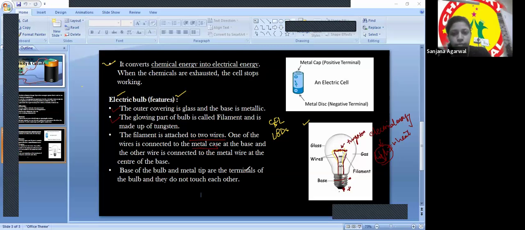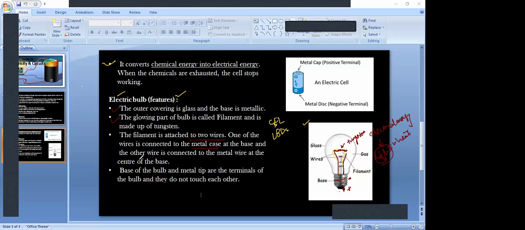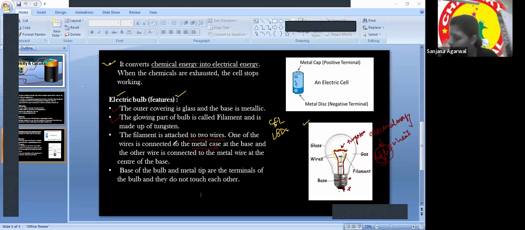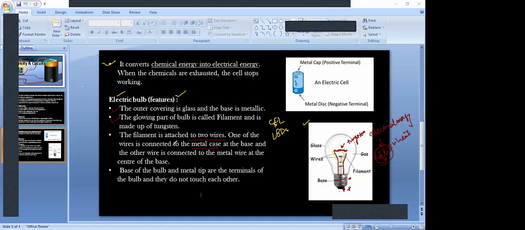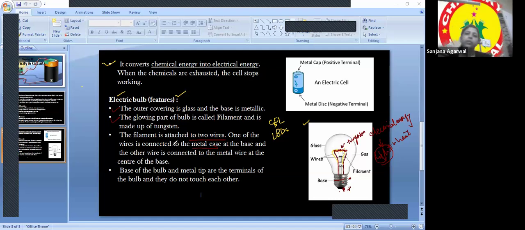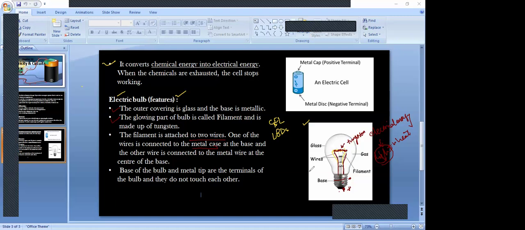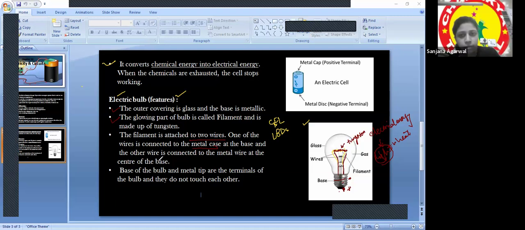Ma'am, why will the bulb heat up? Why the bulb heats up? Here, this is the bulb which was the very first bulb made by Thomas Edison. He was able to find the material which, on passing of electric current through it, will give us light.